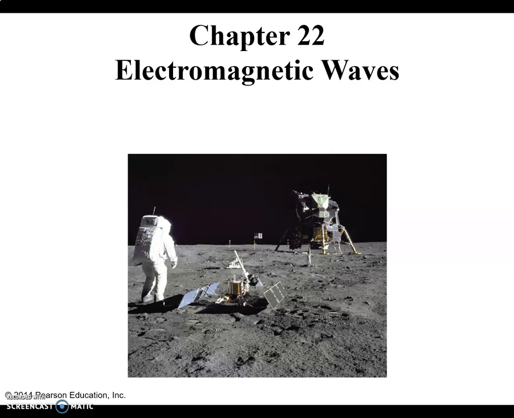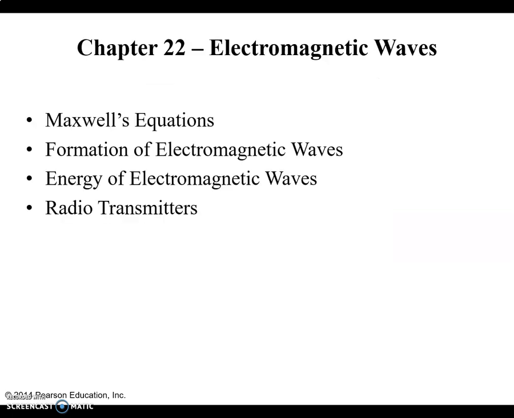We've been exploring over the last few chapters about the discoveries of electric fields and magnetic fields. We've been able to create some relationships between the two, but we're going to finalize those relationships in this chapter on electromagnetic waves. We will do this by first looking at a set of four equations which we know today as Maxwell's equations. Then we'll look at the formation of electromagnetic waves and the energy that these waves can hold. We'll conclude the chapter by talking about radio transmitters.